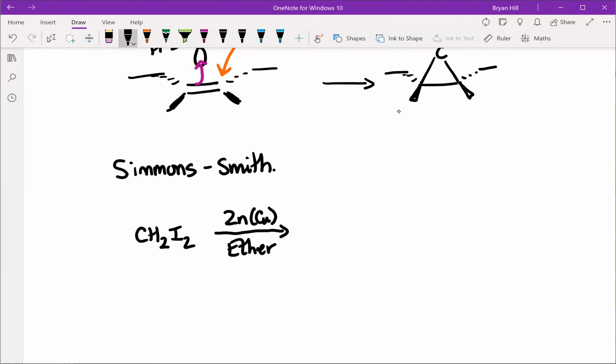And what happens is that you basically insert the zinc between one of the carbon iodine bonds, and this is effectively CH2 plus minus. So let's draw this out here.